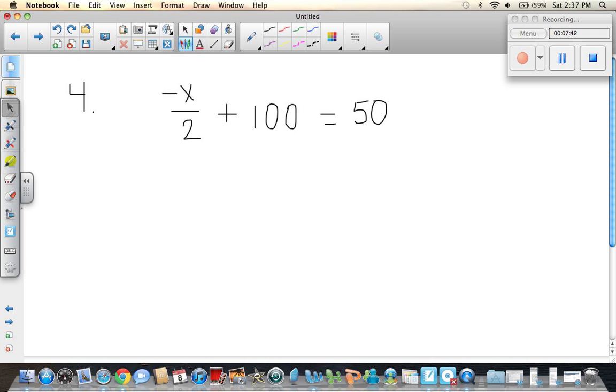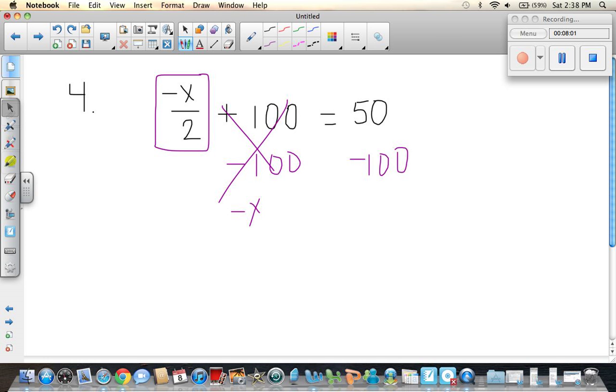Problem 4. We put a box around our -x divided by 2, and we take care of the 100 first. We subtract 100 from each side. And on the left side, 100 minus 100 is 0, and we're left with -x over 2. And then on the right side, 50 minus 100 equals -50. And then we multiply each side by 2. Because -x is being divided by 2, the inverse operation is multiplication.